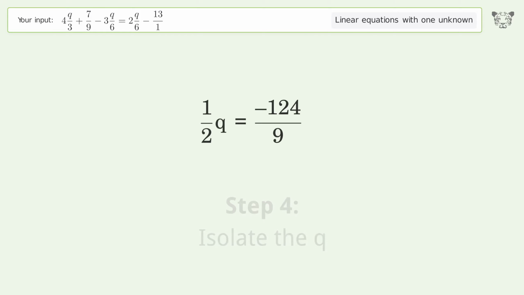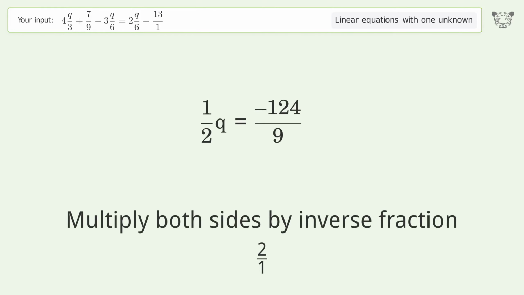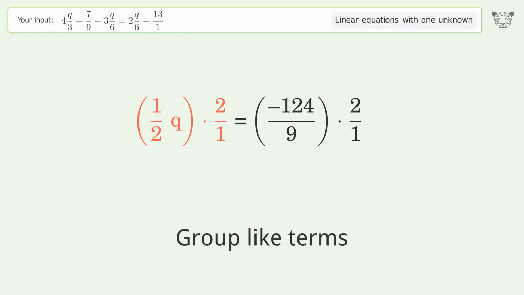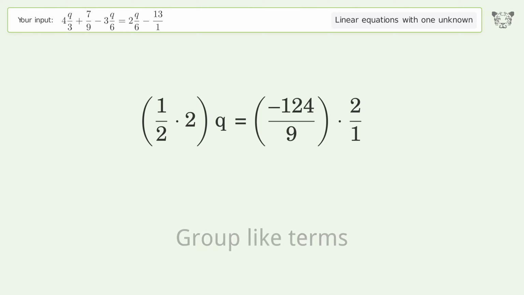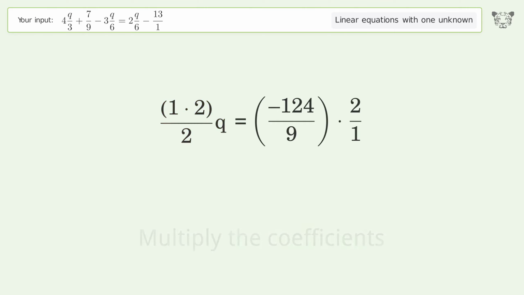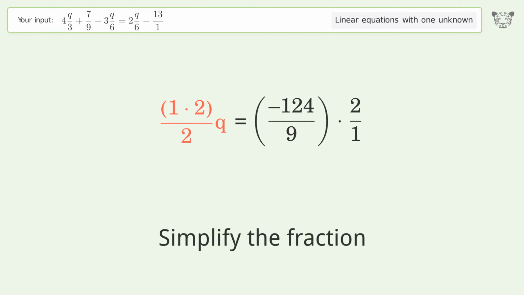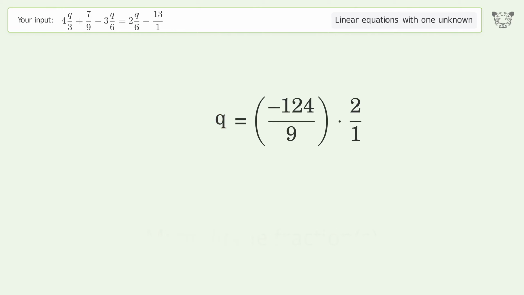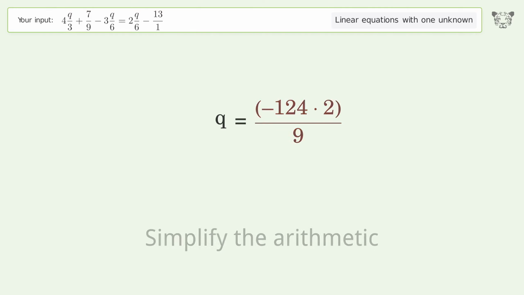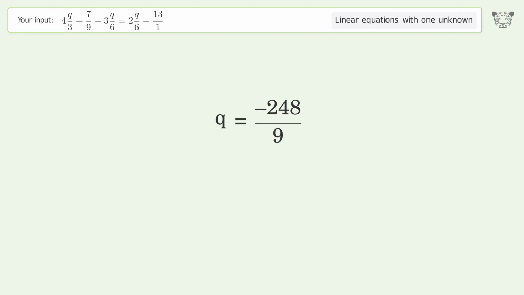Isolate the q. Multiply both sides by inverse fraction 2/1. Group like terms. Multiply the coefficients. Simplify the fraction. Multiply the fractions. Simplify the arithmetic. And so the final result is q equals negative 248/9.